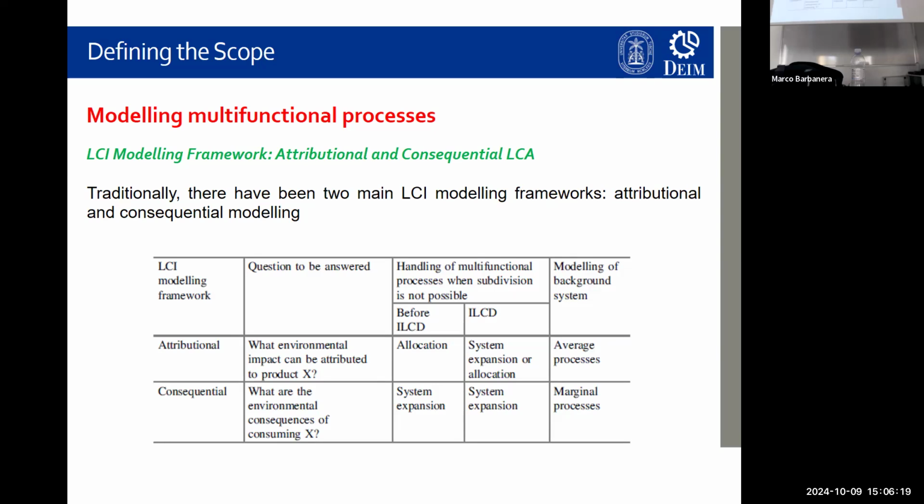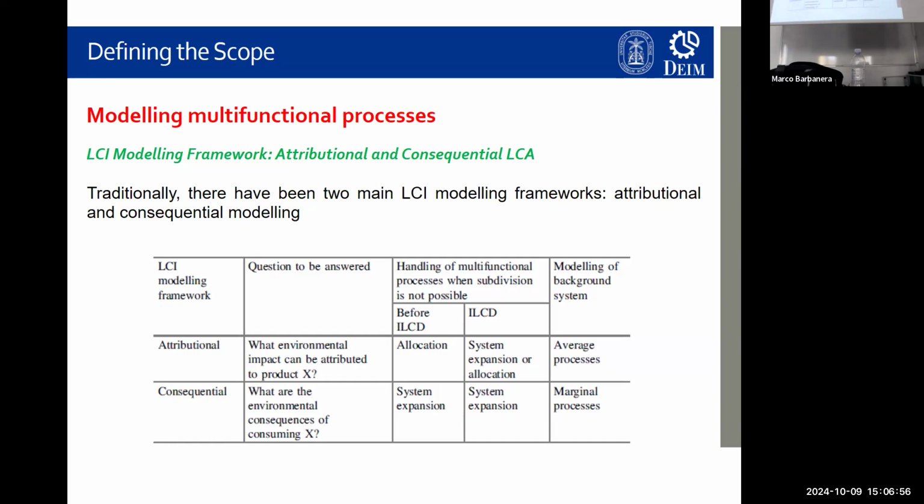The main difference is about the second column of this table, which reports the question to be answered by the LCIA study. In particular, when we have an attributional LCIA study, we can answer this question: what environmental impact can be attributed to a certain product?